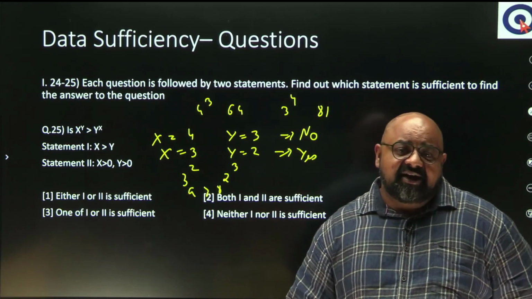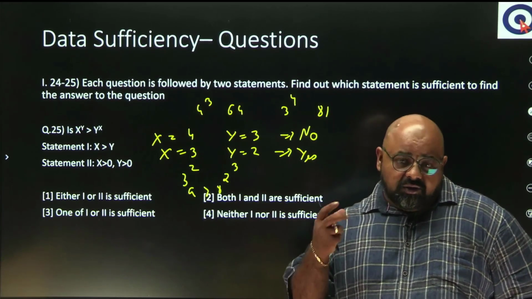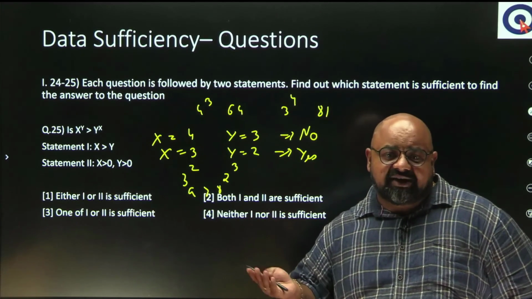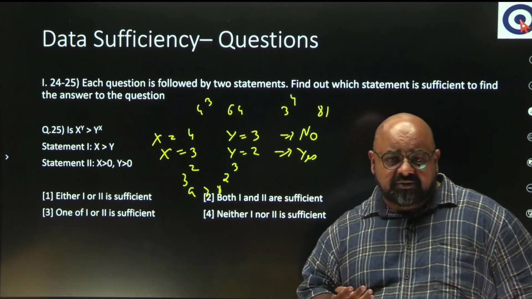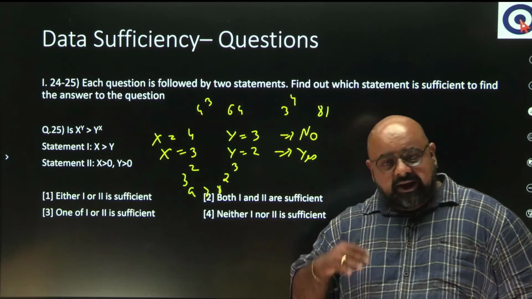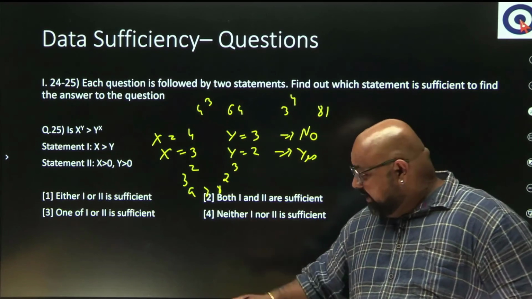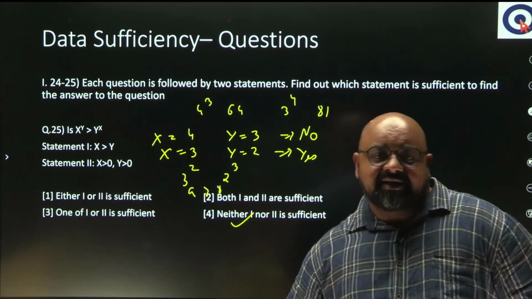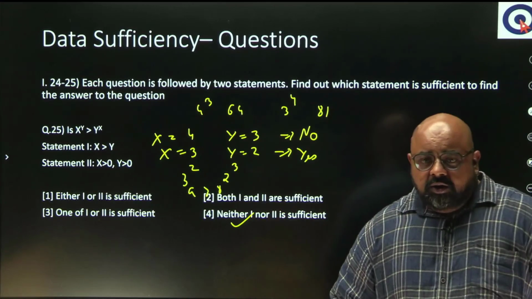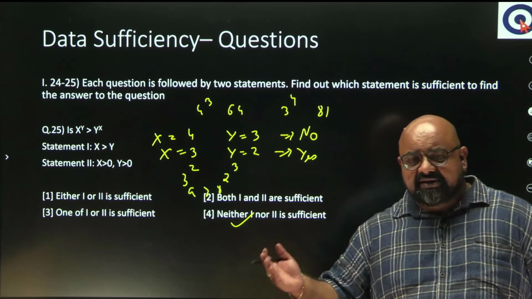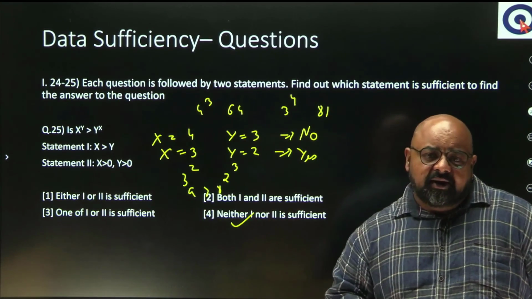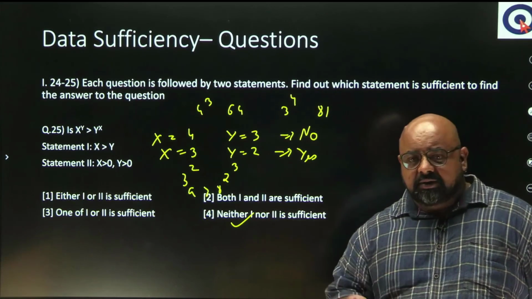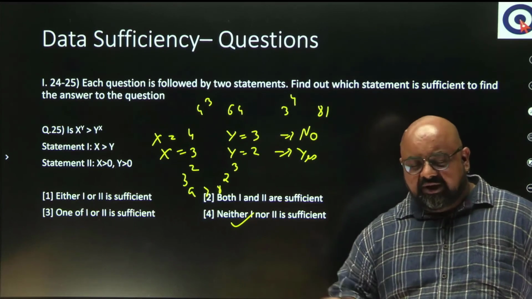Statement 2 says x is greater than 0, y is greater than 0. Using that statement alone, if I know that x and y are two numbers greater than 0, again many cases are possible. If I combine them, I still don't have a definite answer, and therefore neither 1 nor 2 is sufficient to answer the question. So broadly, these are the topics that you can expect in the logical reasoning section for the general test for the CUET exam.